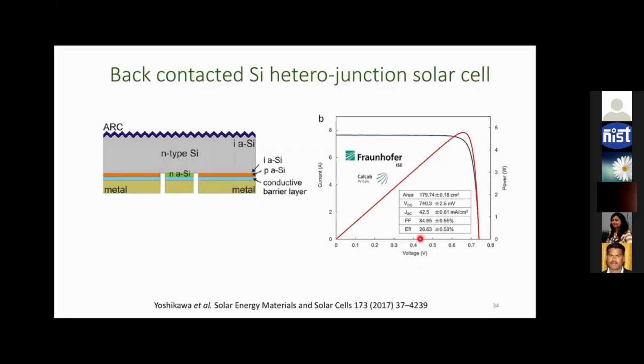So the module efficiency using this back contact solar cell, I believe, is more than 23%, and these are available in the market. Again, this is the advantage of silicon solar cells, I will say, because the gap between the module efficiency and a laboratory scale single solar cell efficiency is as low as possible in the case of silicon.